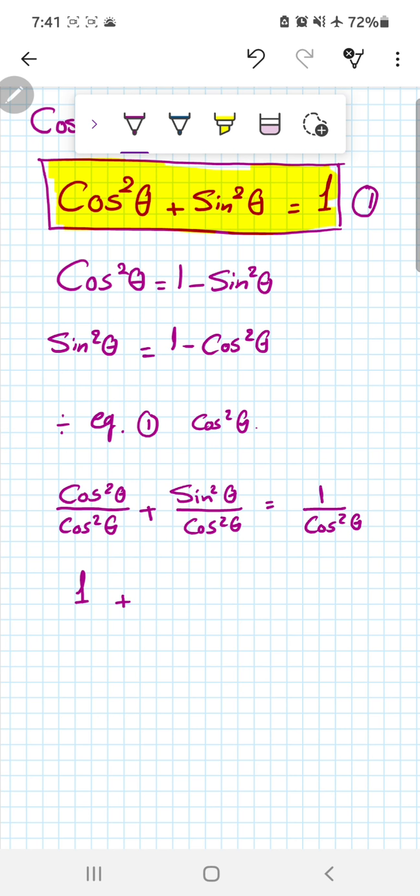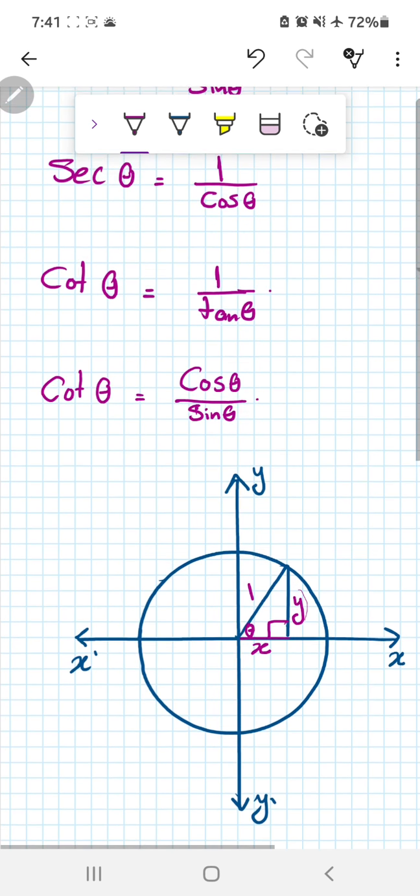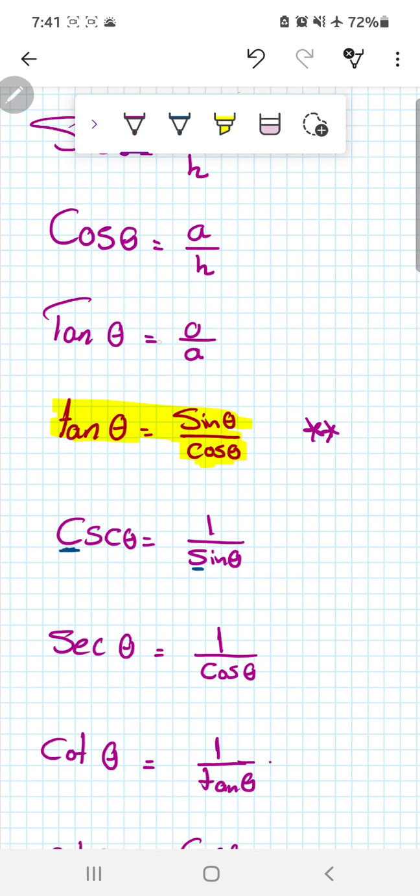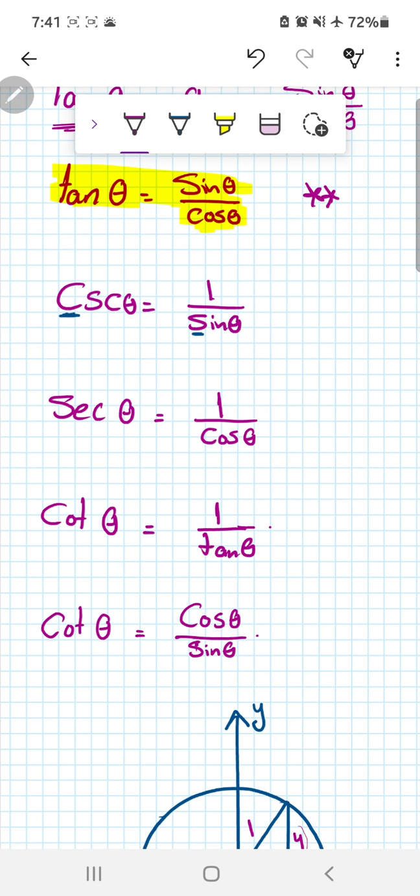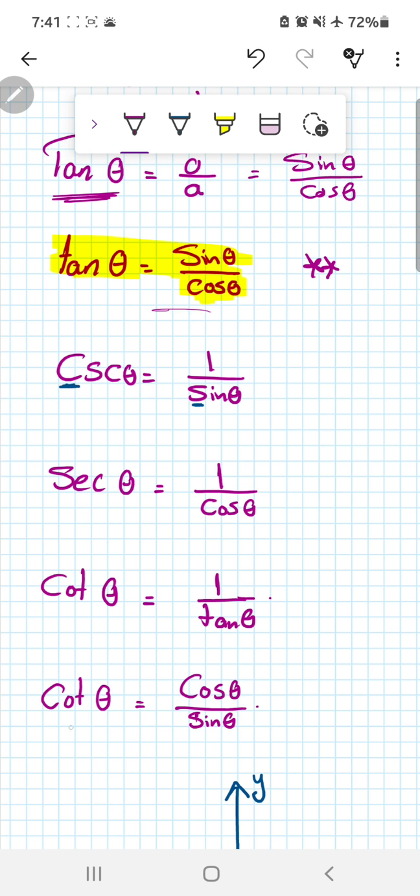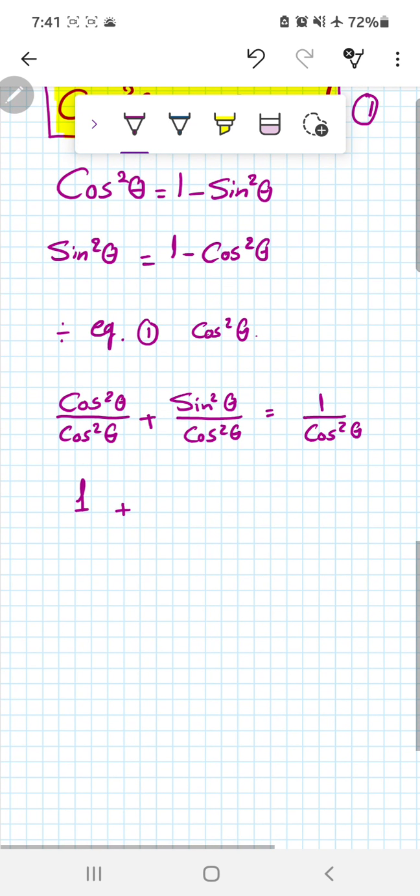We have a rule we studied last year. Here we have the rule of tan, which is sine over cosine. So tan of any angle equals sine of this angle over cosine of this angle. What about cotan? As we said, cotan is cosine over sine. Let's substitute here: we have sine power 2 over cosine power 2, which means tan power 2.